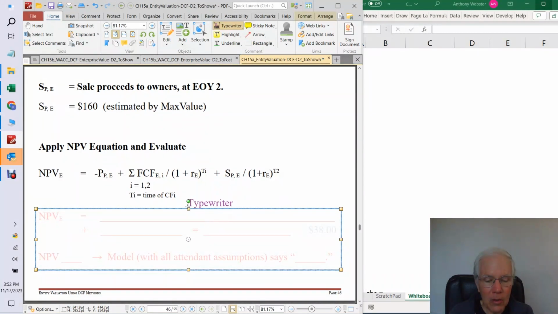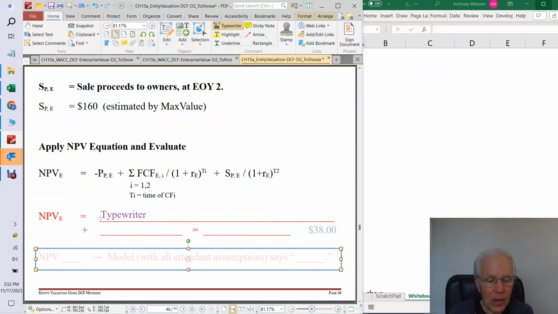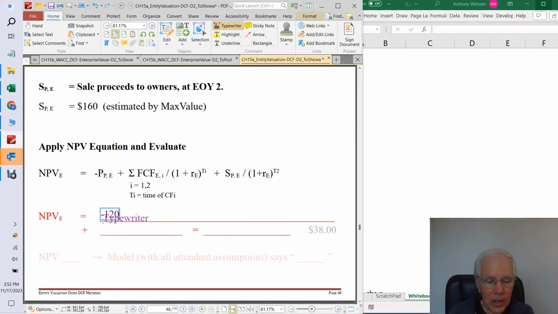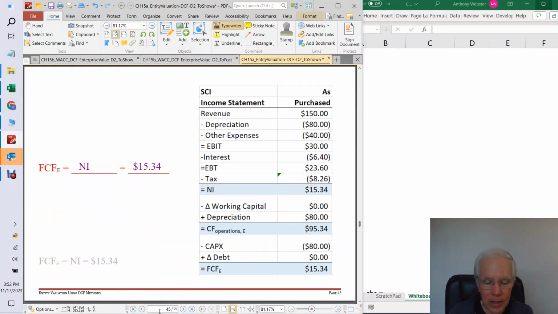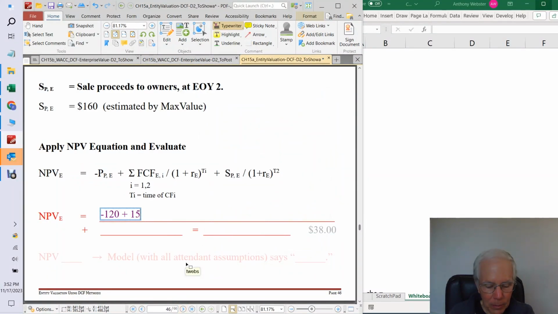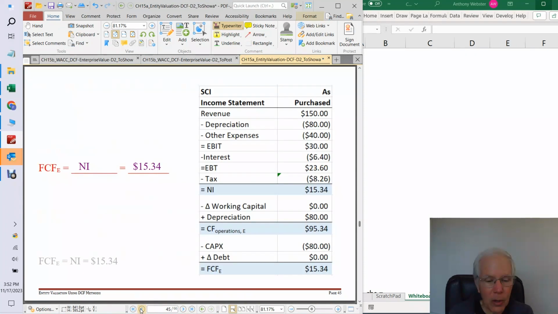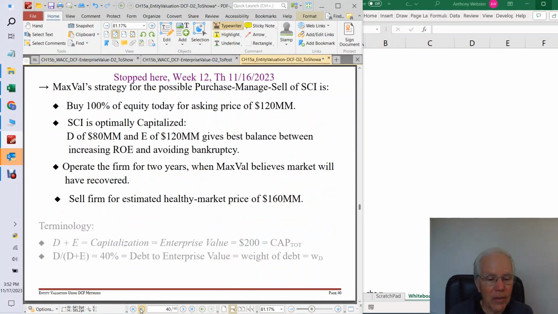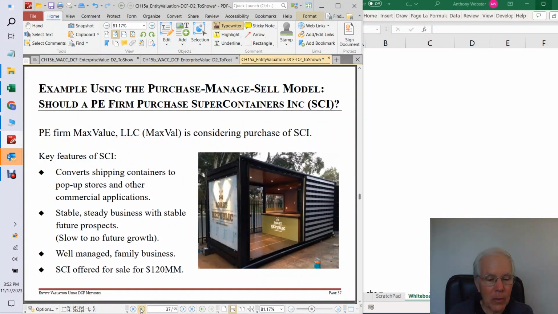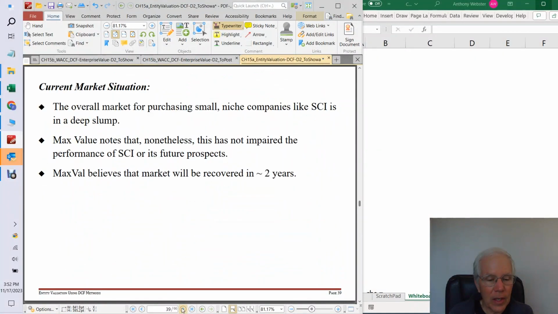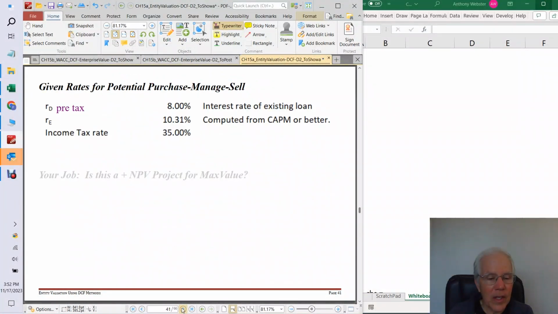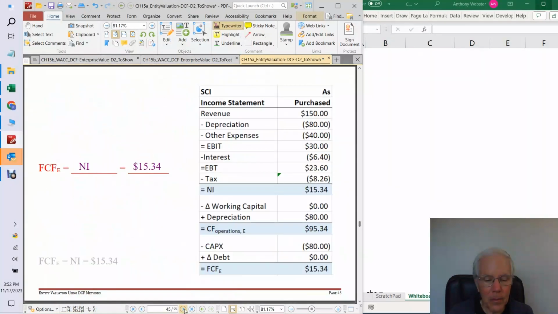So let's see if we can do this together. All right, so we have minus 120 plus, what is it, 15.34, I think? Yep, 15.34 divided by 1 plus, I'm going to have to go back and look up what our equity cost of capital is here. So back we go. And let's see, I went past it. It is here somewhere. There we go. It is 10.31%. So we'll put that in.